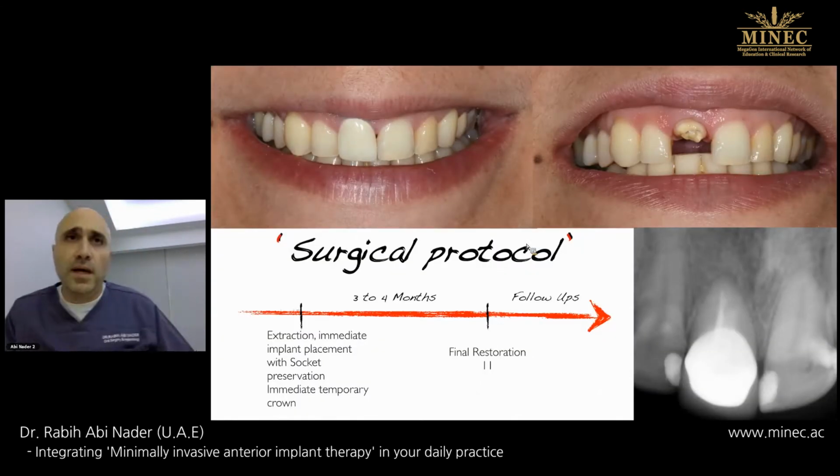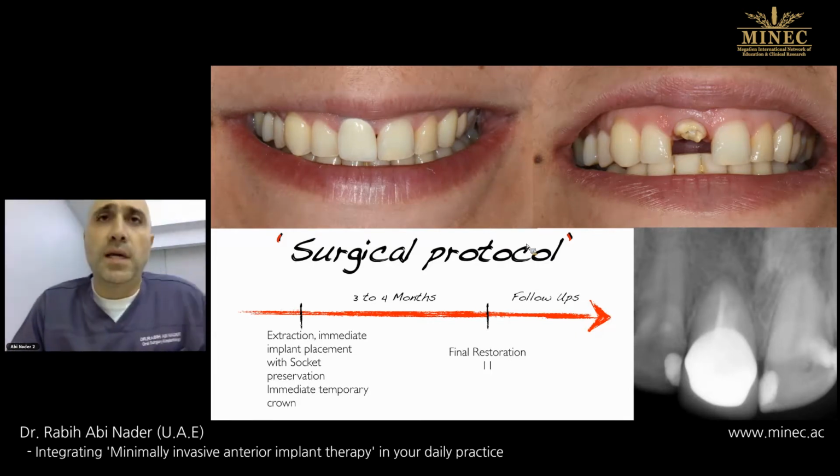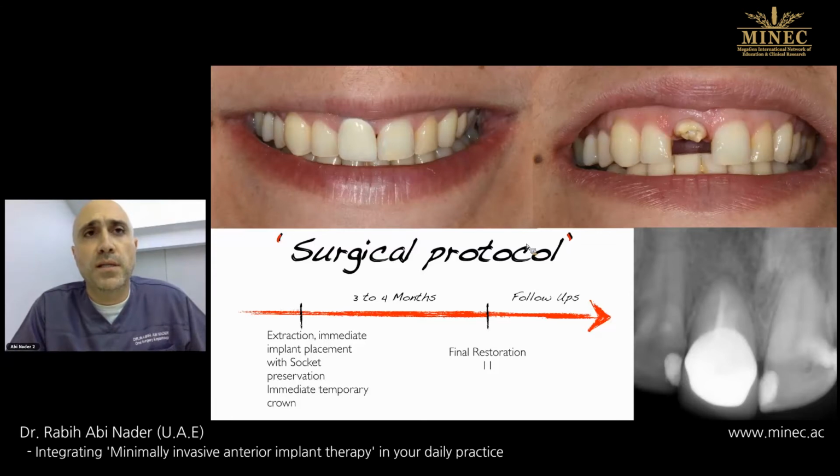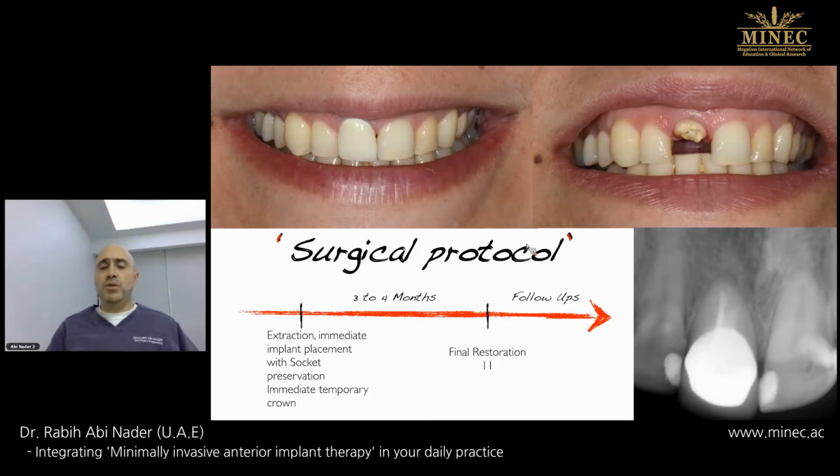So what is my ideal surgical protocol? Instead of waiting 1 year like in the other cases doing socket preservation, the ideal surgical protocol is extraction, immediate implant placement, socket preservation. What I mean by socket preservation again is grafting the gap between the implant and the buccal bone, and we're going to see a couple of studies that will support this, and immediate temporization, and then 3 to 4 months later, we put the final restoration. So we shrink the treatment from 1 year to 3 to 4 months.